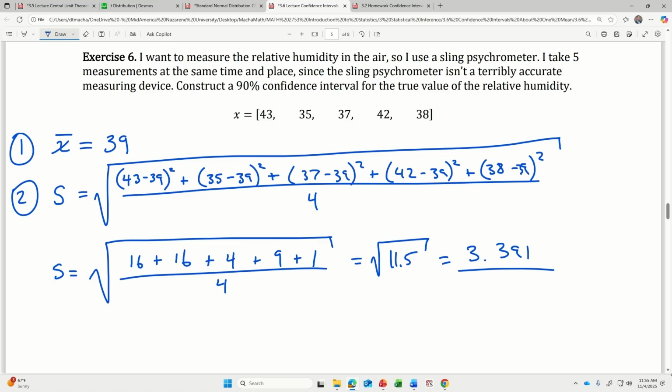Step number 3, I'm looking for a confidence interval, and so I'm going to need to know what is the standard error of the mean eventually. And so the standard error of the mean is going to be the sample standard deviation divided by the square root of n, my sample size. So that'll be 3.391 divided by the square root of 5.